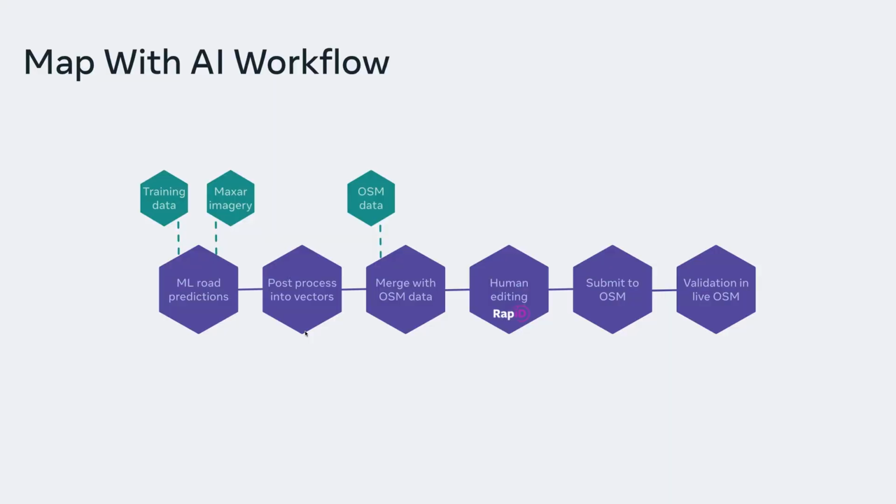This is a high-level look at the overall Map with AI workflow. At the left side of this, we've got the prediction process all the way through to submission to live OSM, as well as validation pipelines that we have internally, as well as we utilize OSM CHA.